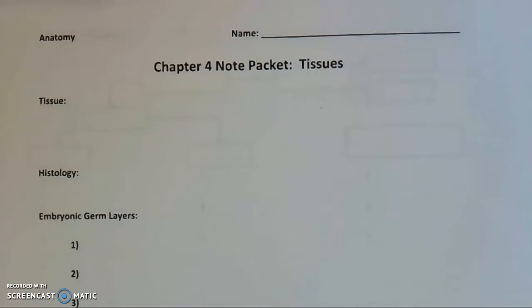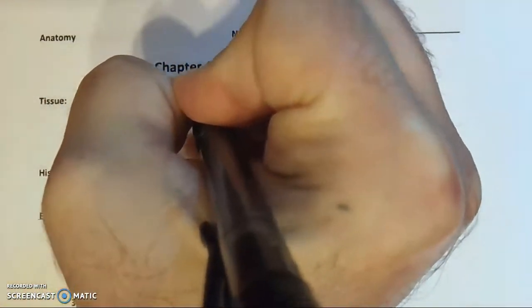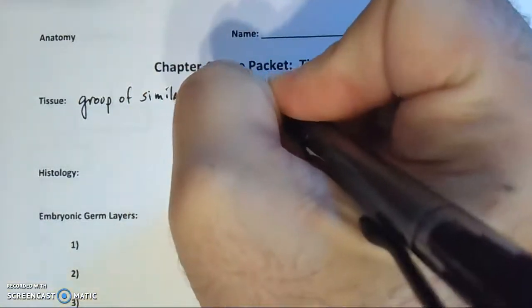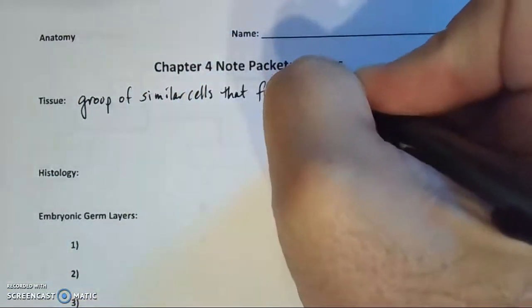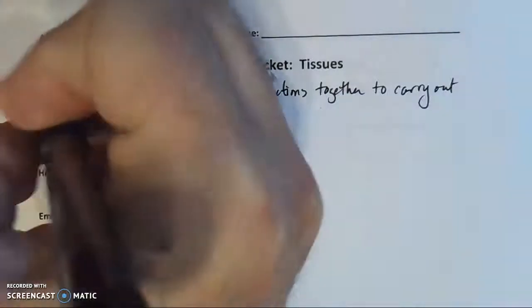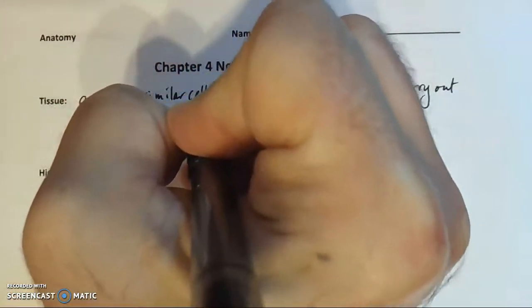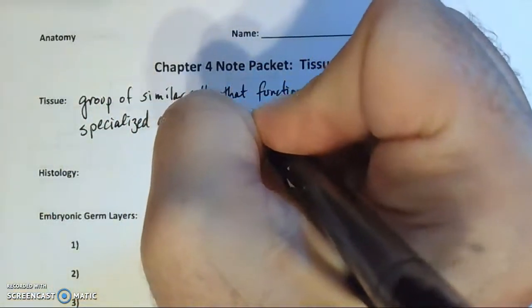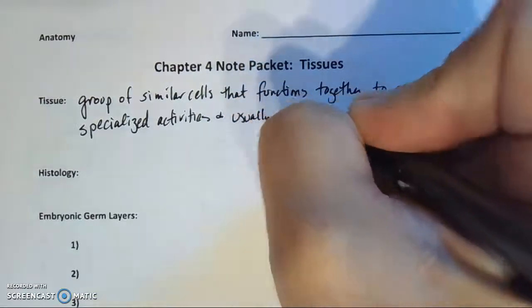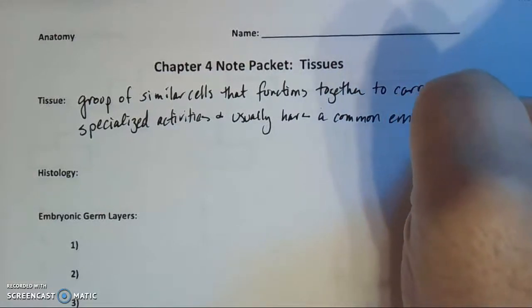So if you recall, the definition of a tissue was a group of similar cells that functions together to carry out specialized activities and usually have a common embryonic origin.